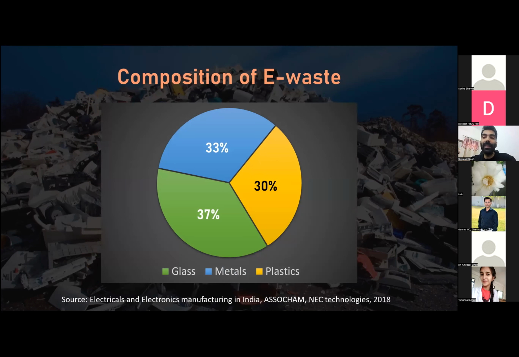So now let's get into a little bit of detail, because I did not want to go into too much detail about the compositions and chemicals, since I think you're already aware of the harmful effects of chemicals. I wanted to give you a different perspective today, but we have to touch upon it a little bit. So, composition of e-waste. The total global e-waste, according to ASSOCHAM 2018: glass is 37% of the total composition, 33% is metals, and 30% is plastics. And we all know how harmful all of them can be, especially plastics and metals.